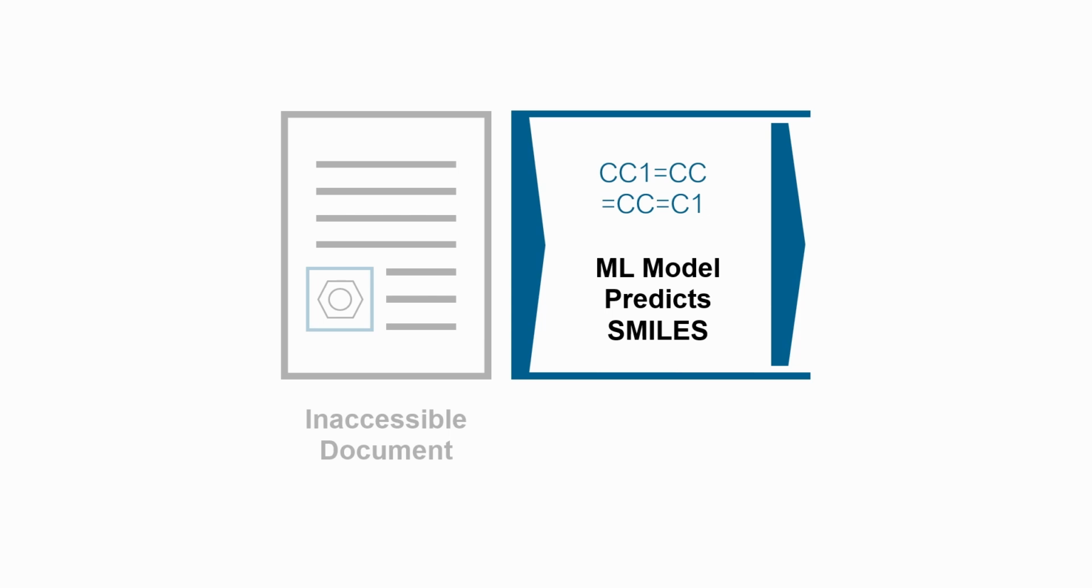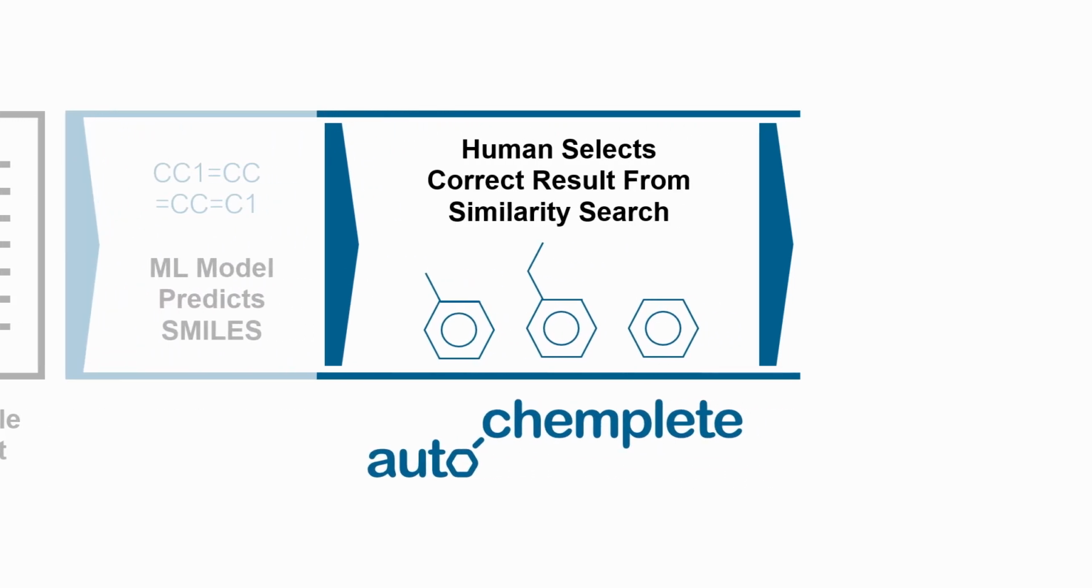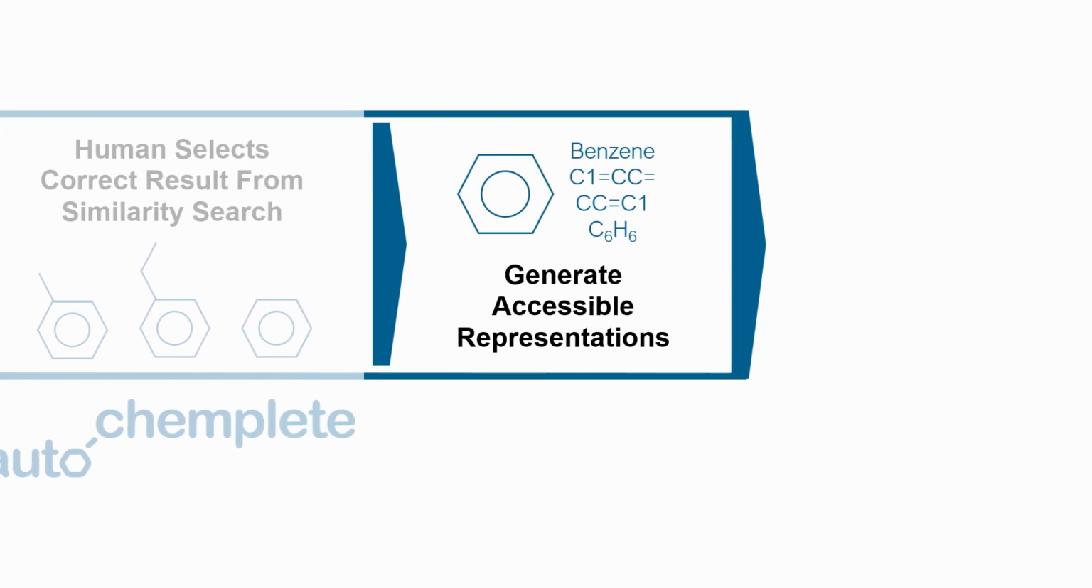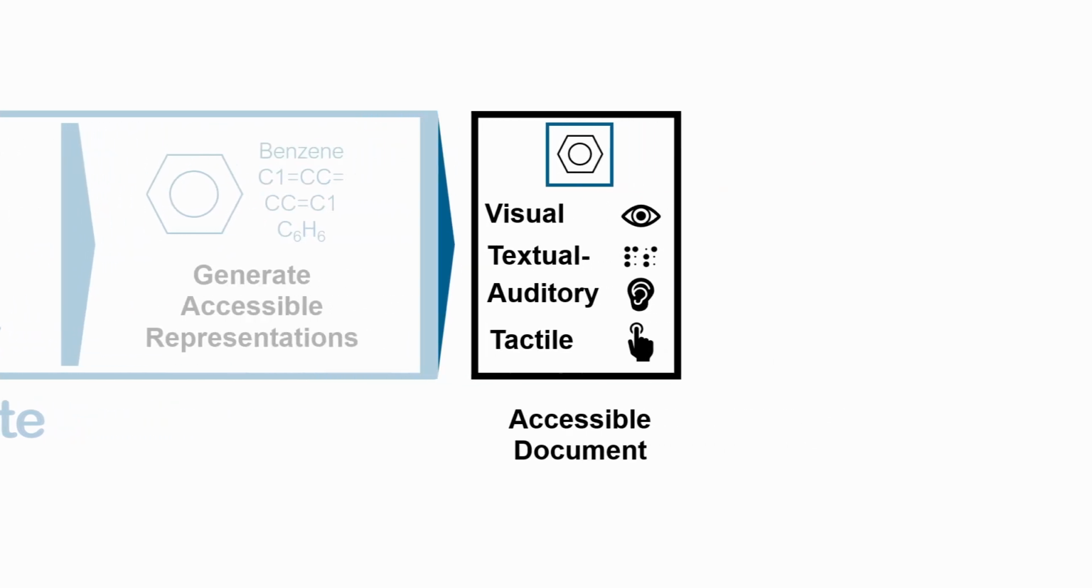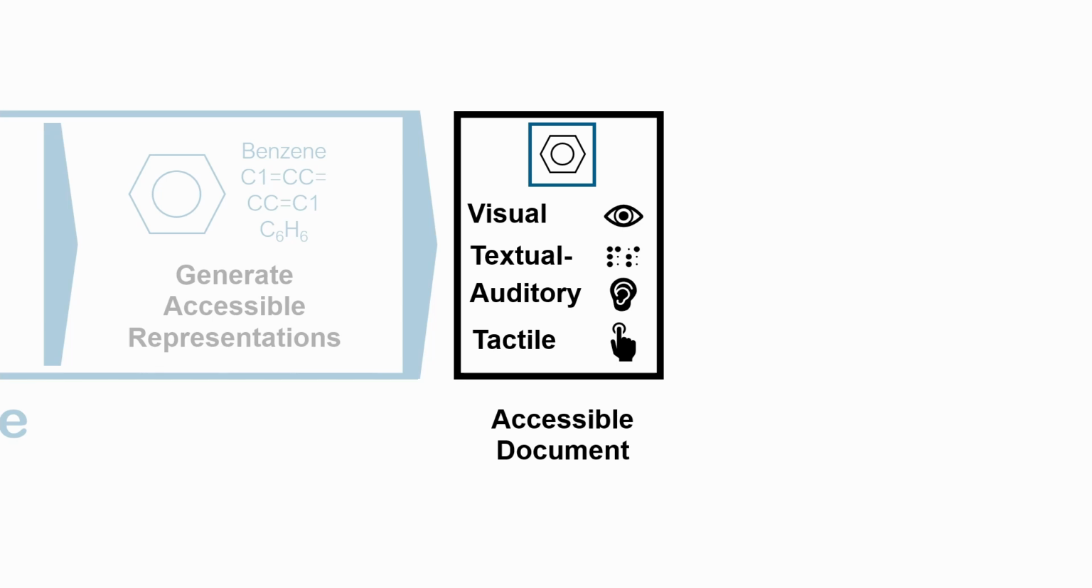If we go through the process of annotating a document, we first take this inaccessible document and crop out the image of a chemical structural formula. We then use our system to predict an initial smile string. This smile string is being fed into a similarity search to produce a broad range of results. A human can then select the correct result from this similarity search. Based on this selection, we can generate various accessible representations. These could be visual, textual, auditory, or tactile, and in general produce an accessible document in the end.